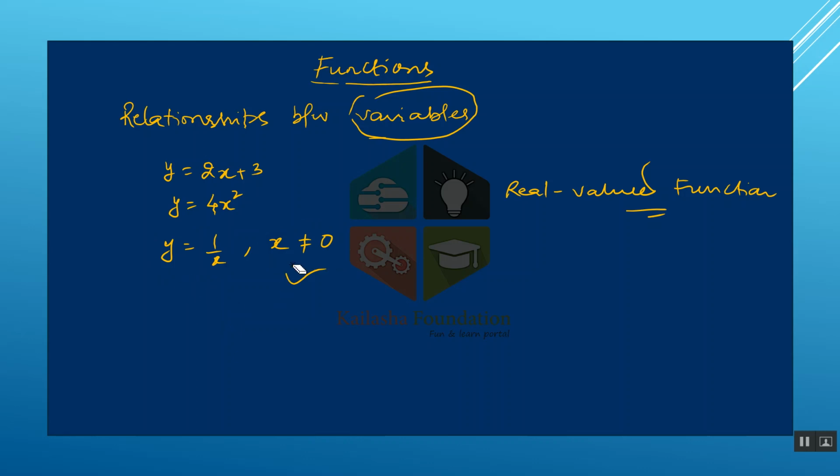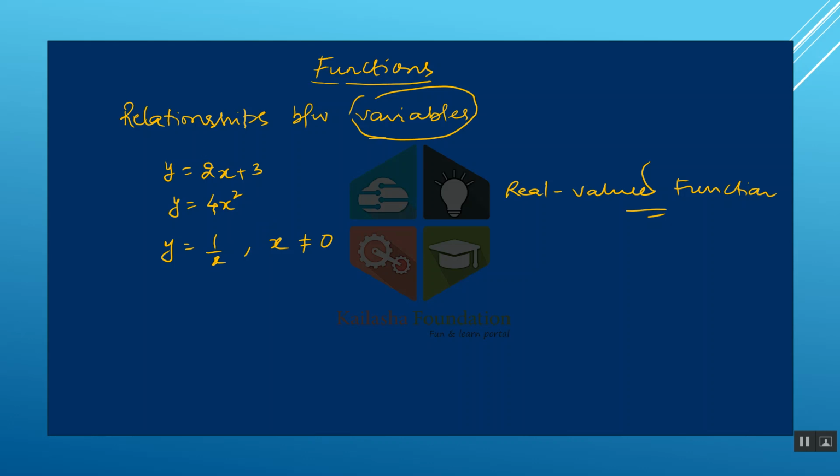When there is no condition written, just like in the first and second examples, that means x is a real number. That means input and output both are real. All real numbers are allowed. So these three are examples of functions. These three are proper ways to write a function.